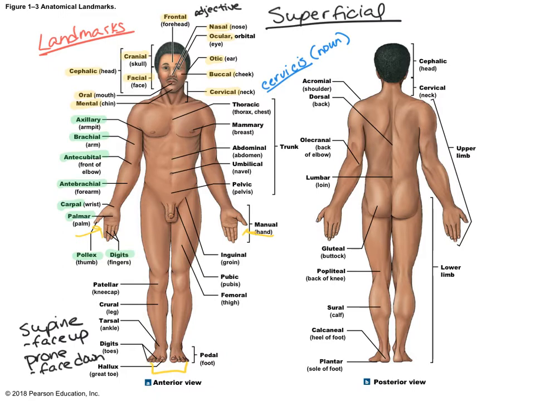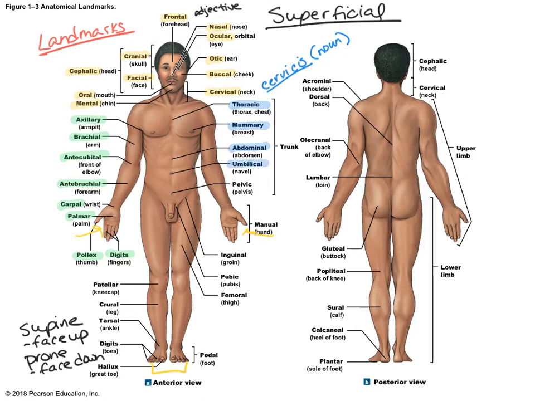Then we look at the chest. In the chest area, we have the thoracic or thorax area. We have the breast, which is mammary, the abdomen, which is abdominal, and the belly button area or the navel is called umbilical.